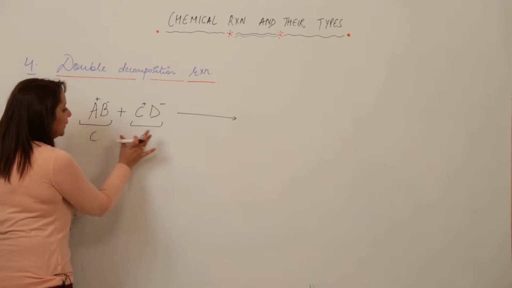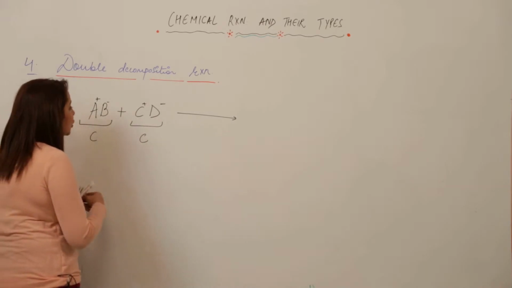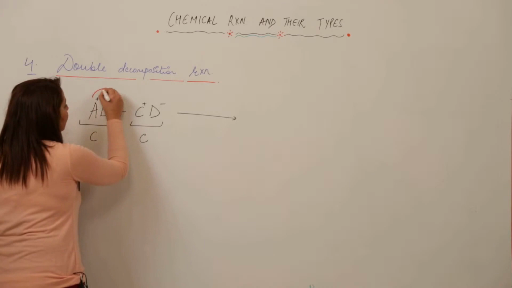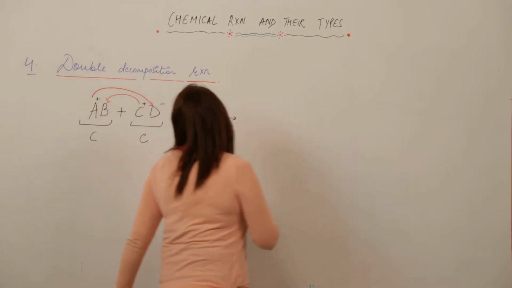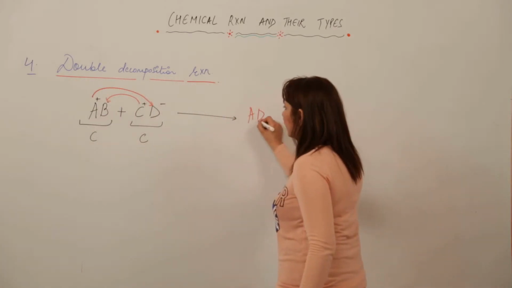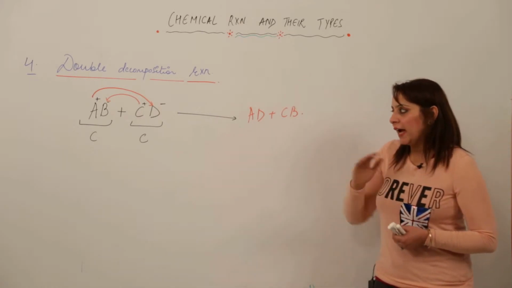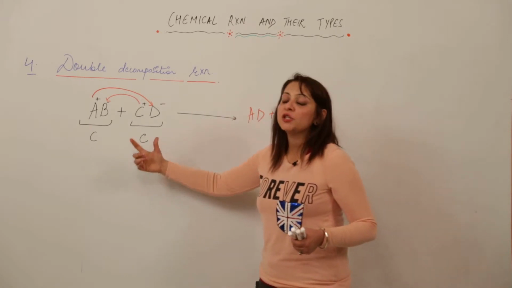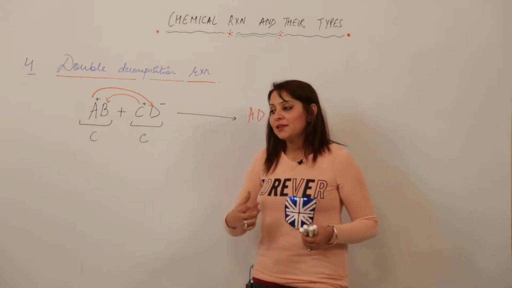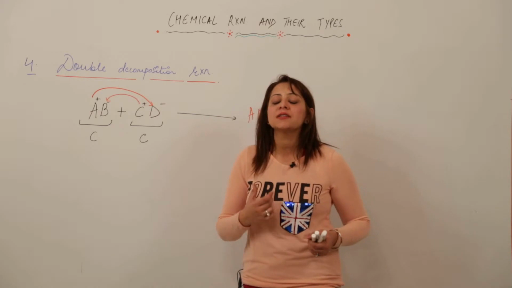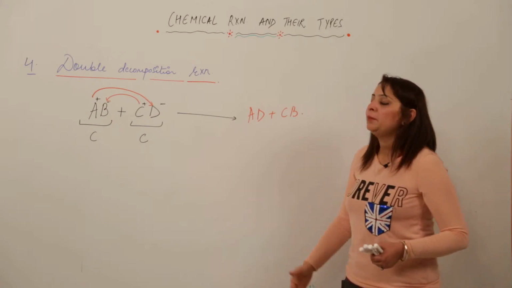So it is a reaction between two compounds in which they mutually exchange their ions. That means A will combine with D and C will combine with B. So we'll get the product AD plus CB. So a double decomposition reaction is a reaction between two compounds which mutually exchange their ions, their partners, right? But the appropriate term to be used is that they mutually exchange their ions. So AB plus CD will form AD plus CB.